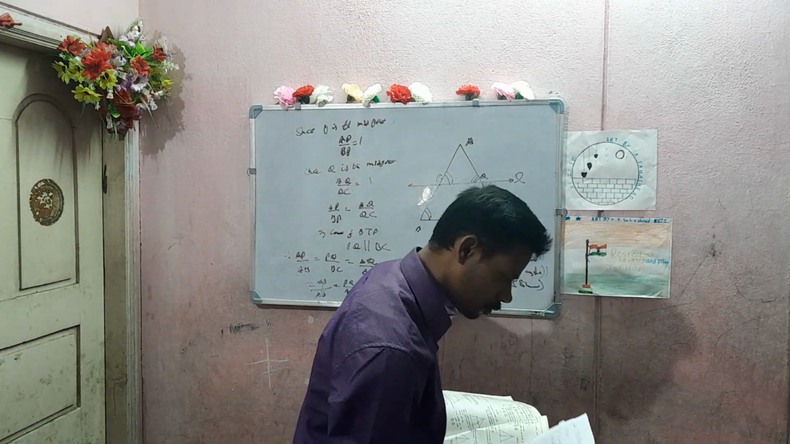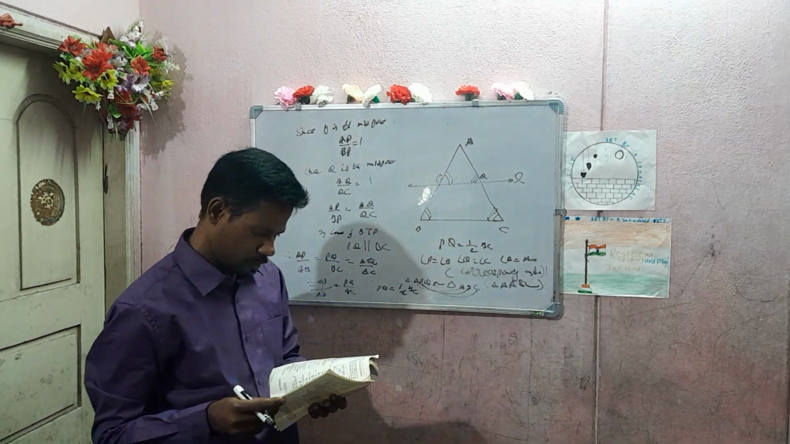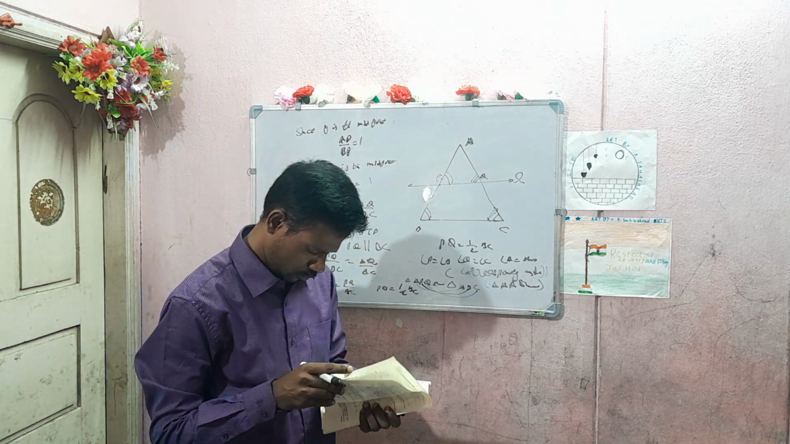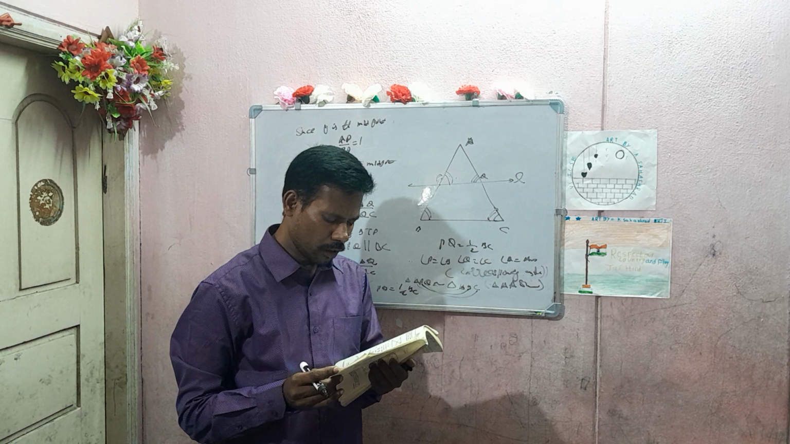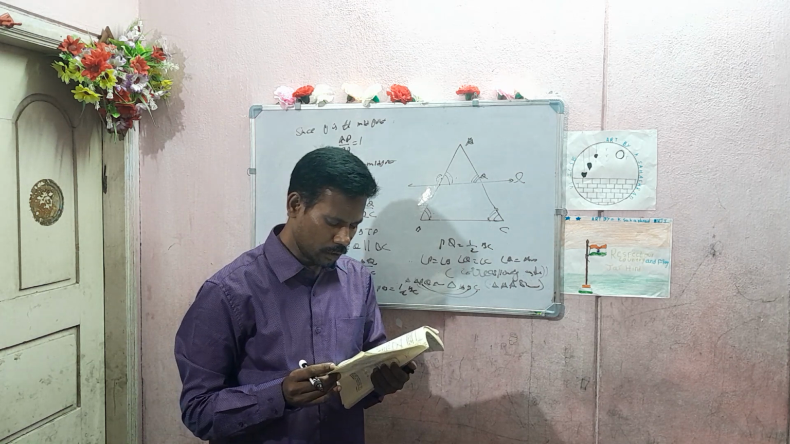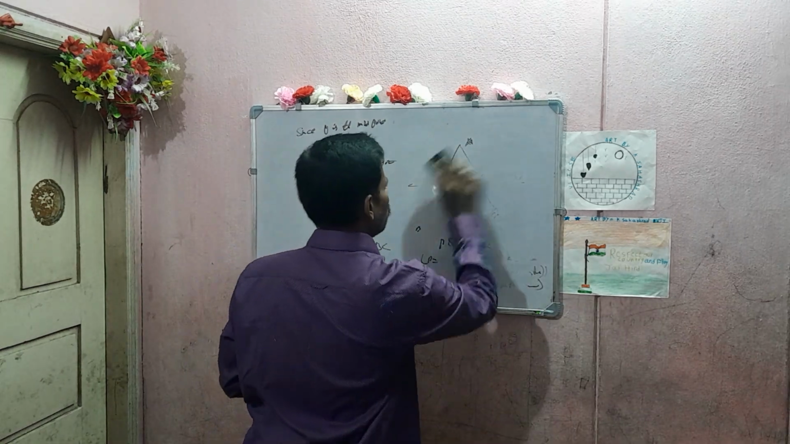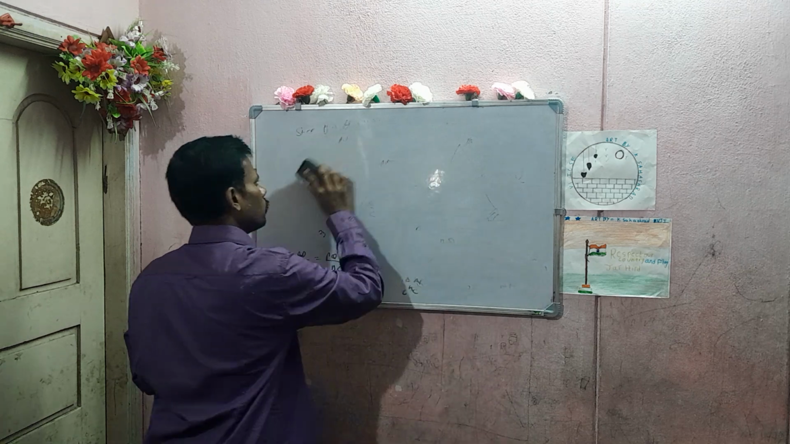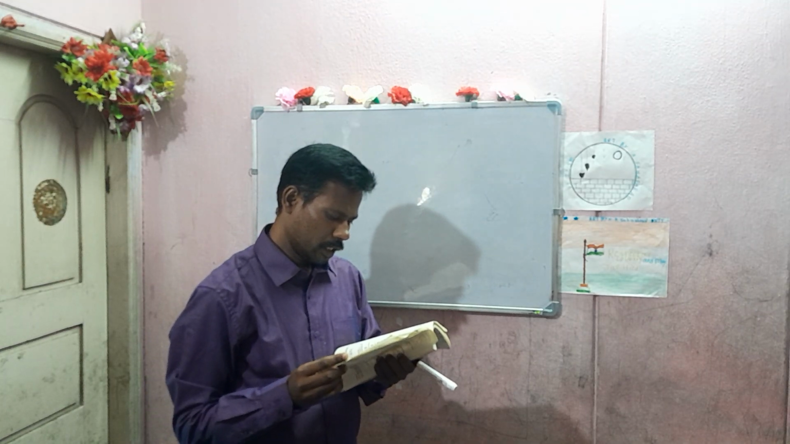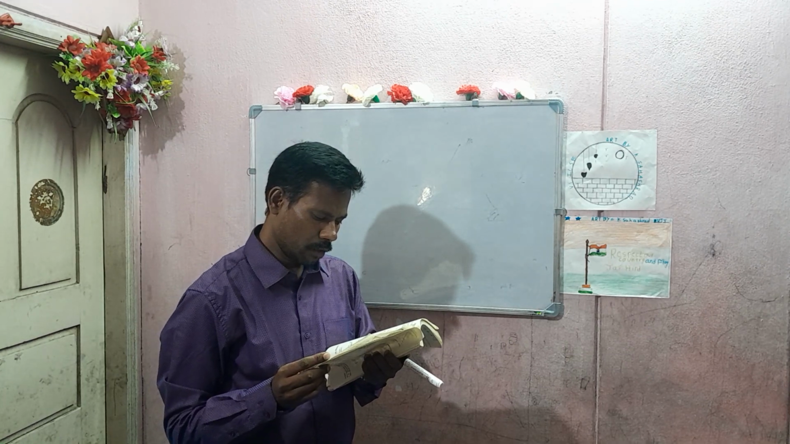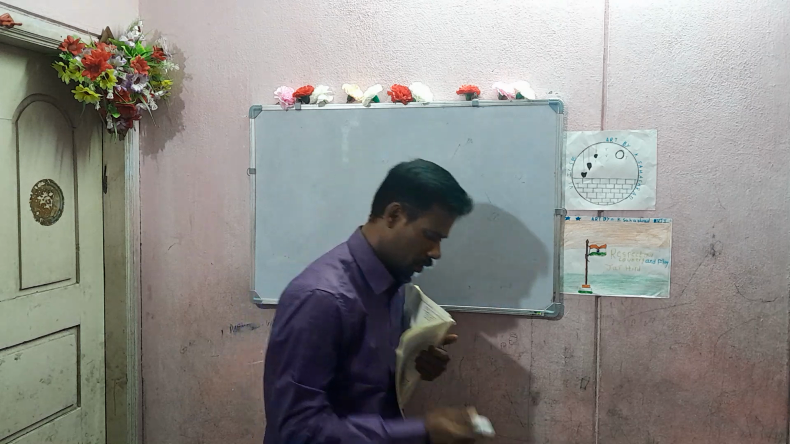Next one. The diagonal BD of a parallelogram ABCD intersects the segment at the point F, where E is any point on the side BC. Prove that DF into... I will draw the diagram, then you will understand clearly.